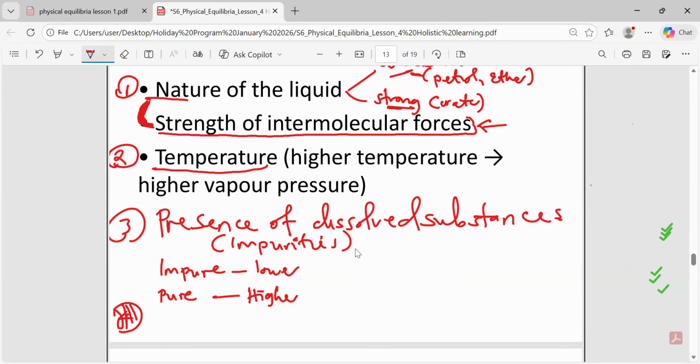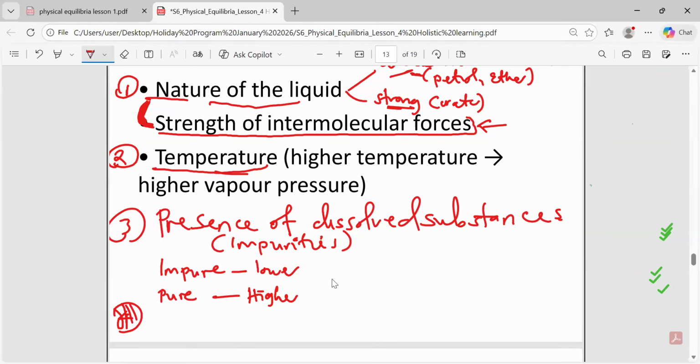But now you recall, here we are looking at the other key points we noted. We needed a closed container. Are you seeing that? Yes. So that's why the major key factors we will be having are the nature of the liquid, the temperature, and then the presence of a dissolved substance or any impurity.